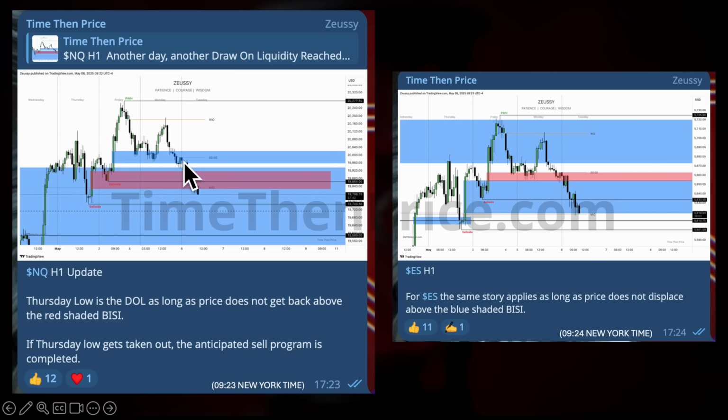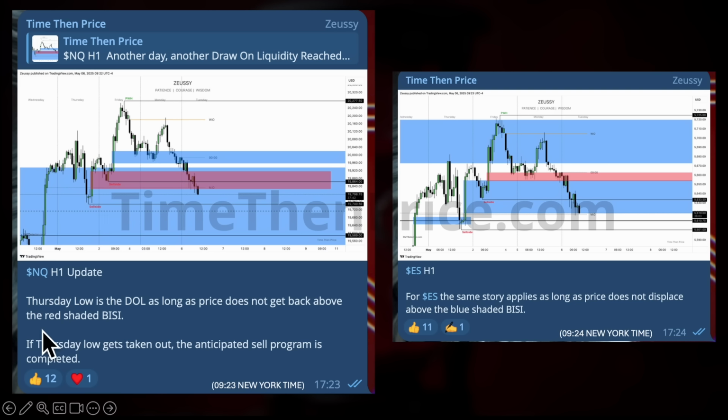Notice that we saw the market displace below that red shaded box, and therefore this is immediately the sign for me that the moment that the regular trading hours begin from 9:30 a.m., I can utilize that same red shaded box, that RE imbalance, as a point of interest to look for shorting opportunities from. Why? Because I know the draw on liquidity is on the downside, which is this Thursday low. That's the low of that original consolidation.